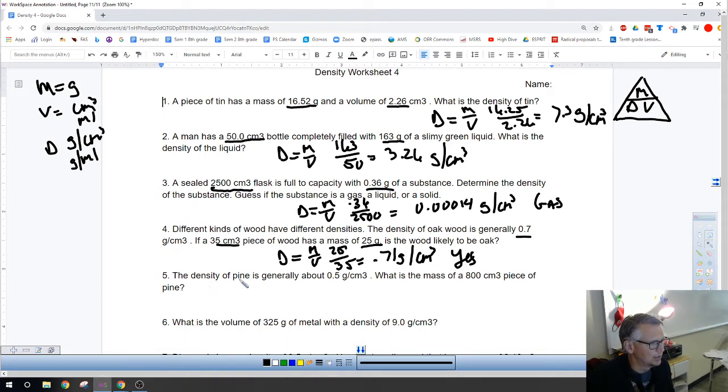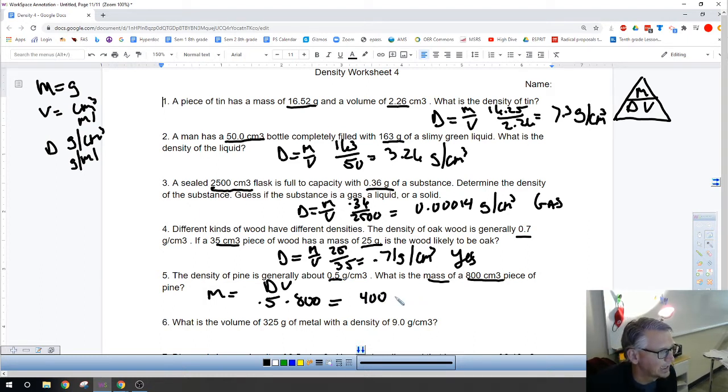The density of pine is generally 0.5 grams per cubic centimeter. What is the mass? We're looking for the mass of an 800 cubic centimeter piece of pine. So if we're looking for mass, mass is equal to density times volume. Our density is 0.5 times our volume, which is 800. And when we multiply that out, we should get 400. And it is mass, so that should be labeled in grams.